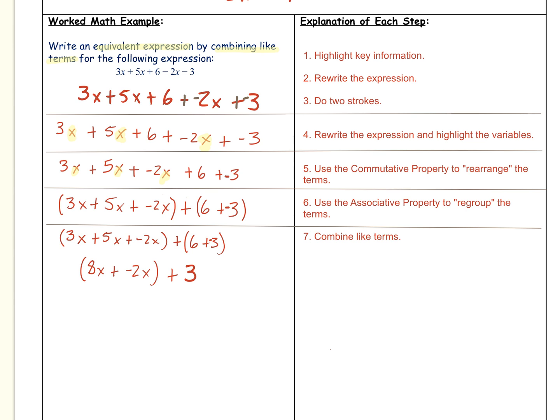Once again, from left to right, we have 8x plus negative 2x. Now we know they are on different teams. One is positive, one is negative, so we need to subtract 8 minus 2. That gives us 6x. We can remove the parentheses, plus 9. Now, that is our equivalent expression, 6x plus 9.